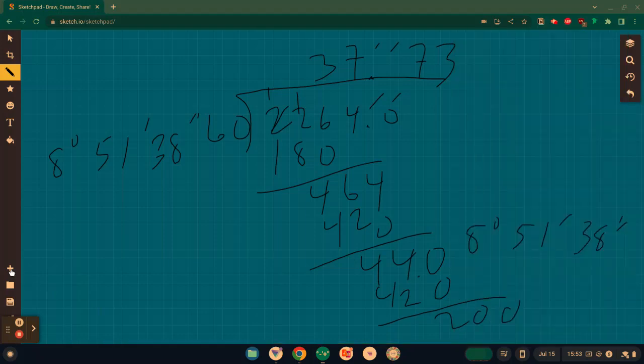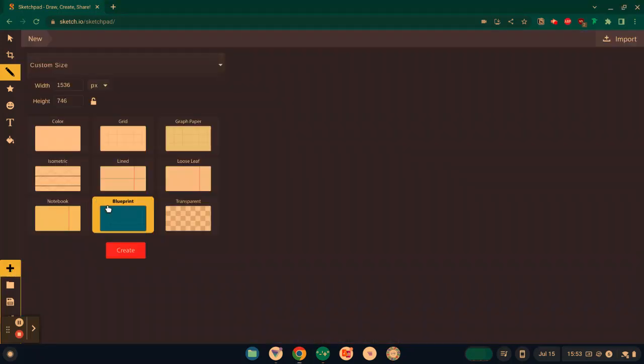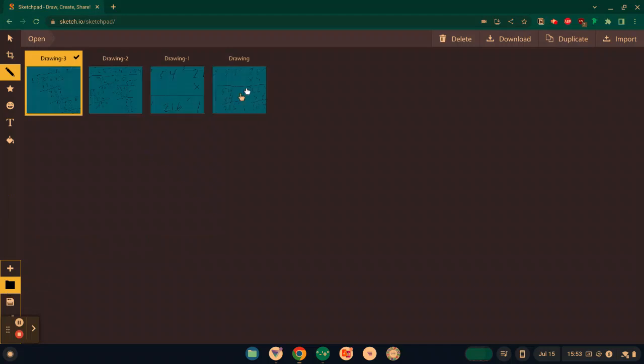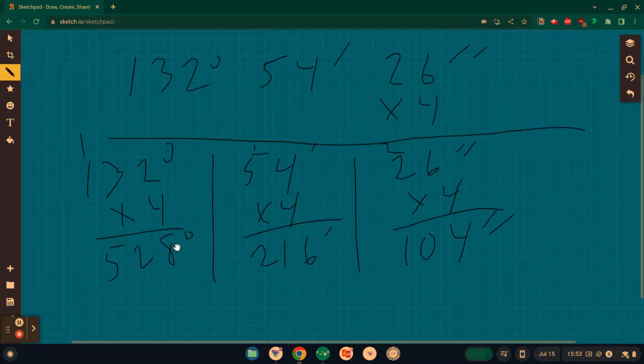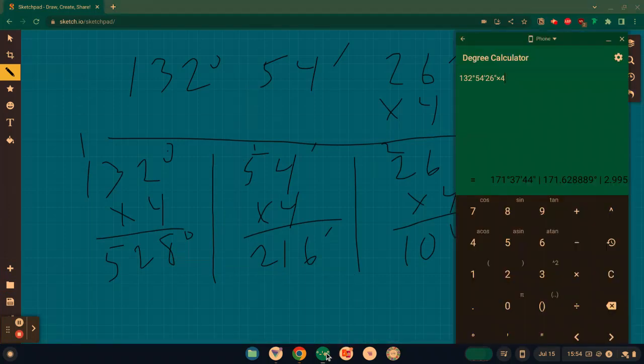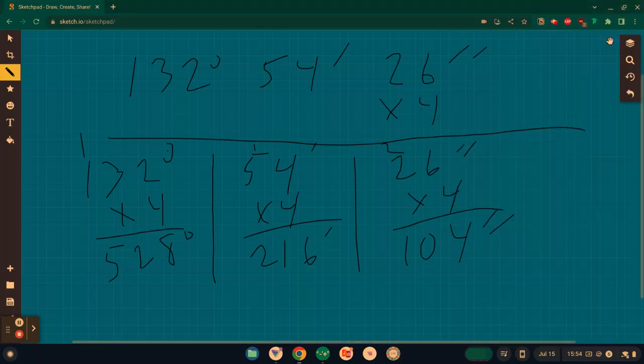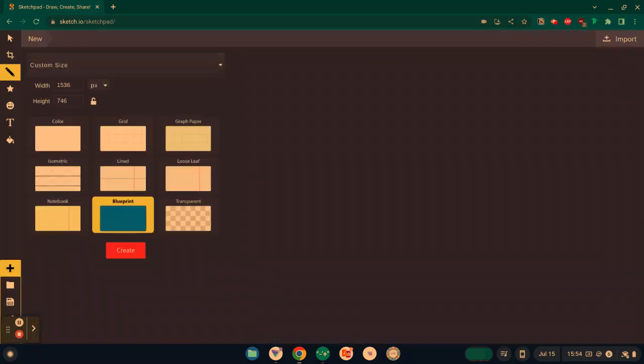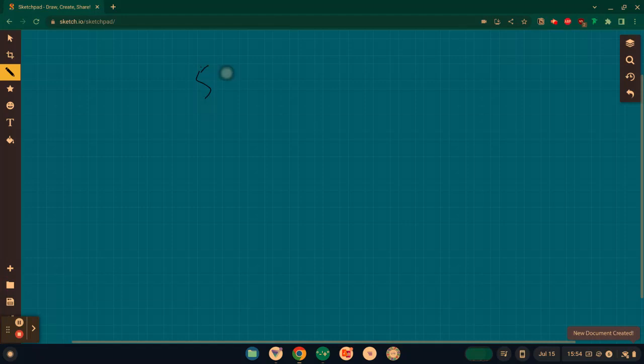Let's pull up. So this is where we might have to explain a couple of things. So here's the answer we got: 528, 216, and 104. So they're telling us it's 171, 37, and 44. So let's go over that. We'll just do that here. So what they're doing, let's take this number, 528 degrees, 216 minutes, 104 seconds.